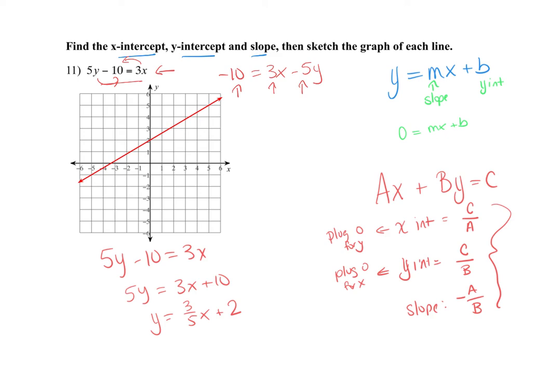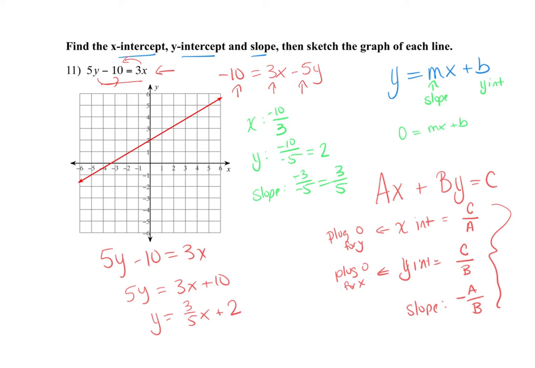So if it's in standard form, I would say, well, my x-intercept, well, that's going to be my C, negative 10 over my A. My y-intercept is going to be C, negative 10 over my B. And my slope is going to be negative A over B, which is positive, negative over negative, all right?